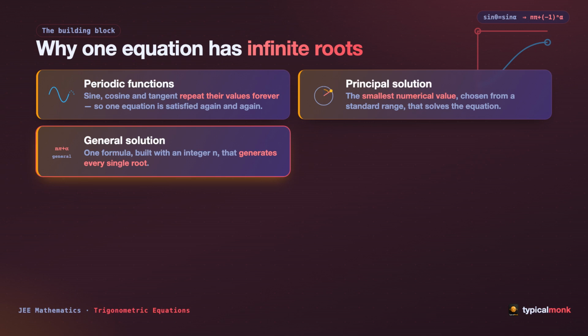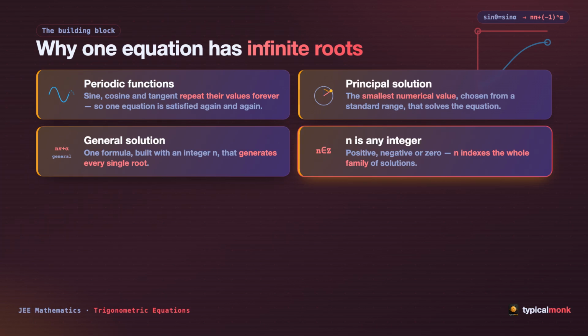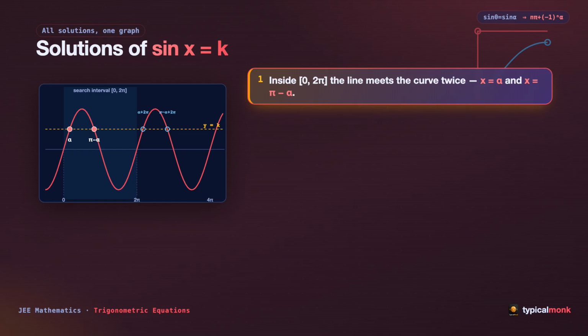G almost always wants more than one answer, so we build the general solution. A single formula, written with a whole integer called n, that generates every root at once. And that letter, n, can be any integer at all, positive, negative, or 0, indexing the entire infinite family in one clean line. Now look at this curve, because it turns the whole idea into a picture.